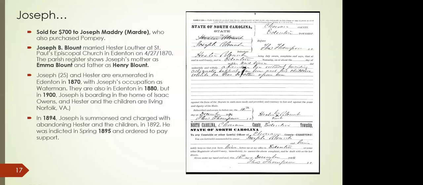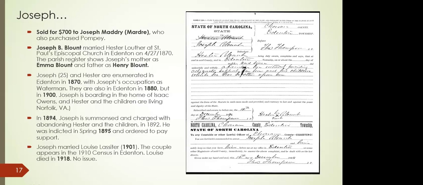So that kind of explains why we see her in Norfolk in 1900 and him in Edenton living in someone else's house. And just a year after that, Joseph married Louise Lassiter, who we then see him in the 1910 census with, and then she dies in 1918. They did not have any children. They were past childbearing.